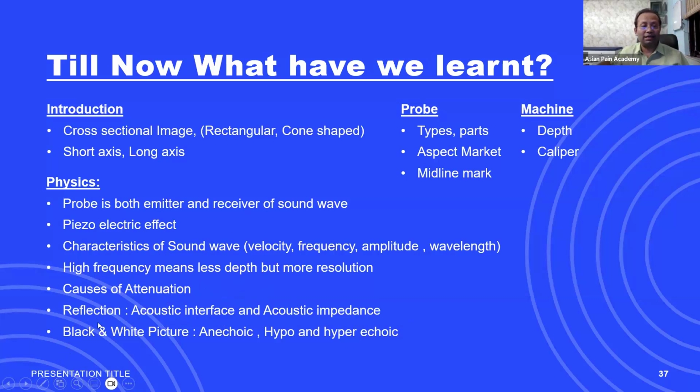Okay, and the black and white picture, why? If there is no reflection, it is anechoic, no reflected wave to the probe. There can be some amount of partial wave reflected, so that will be hypoechoic, and if everything is reflected, that will be hyperechoic.